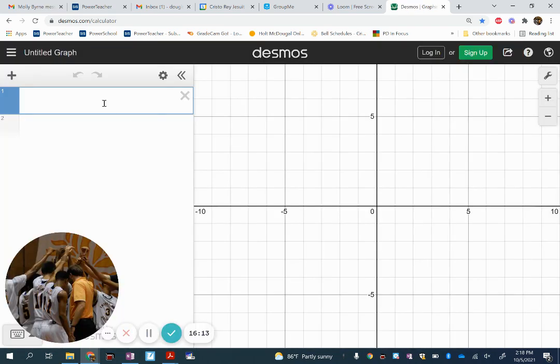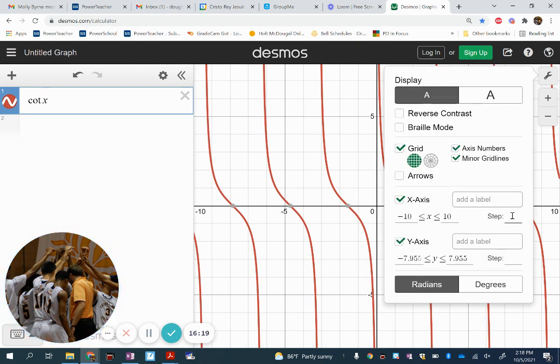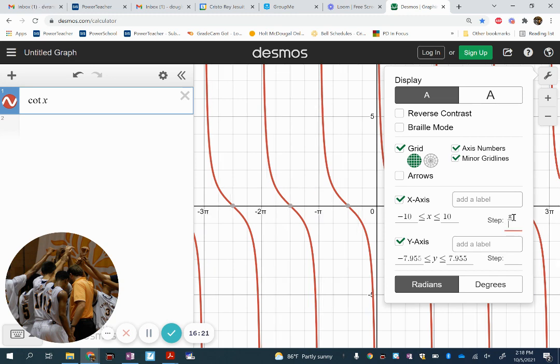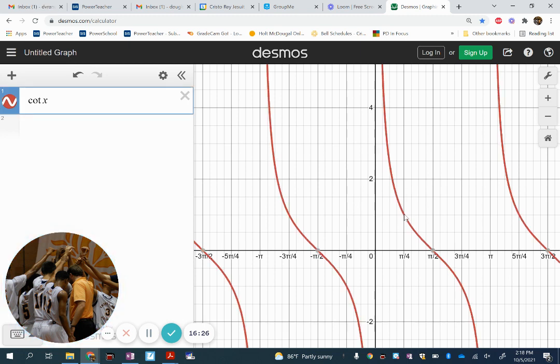All right, so I'm going to first plot the cotangent of x. That was our original function. So here's how it looks. I'm going to change my step to be pi over 4. That's my x value. So you can see the point we found when we plugged in pi over 4, we got pi over 4, comma 1.